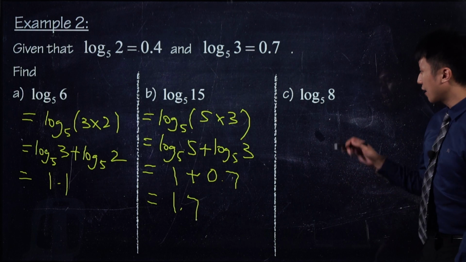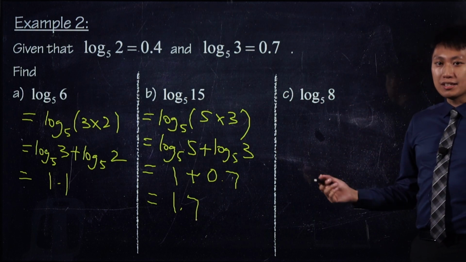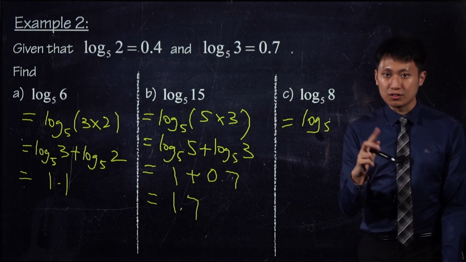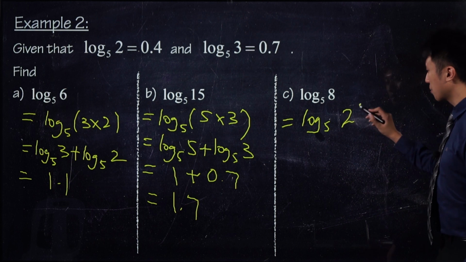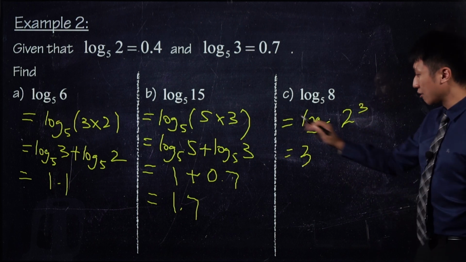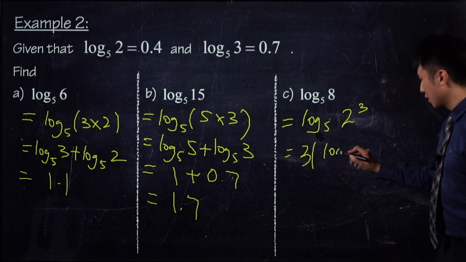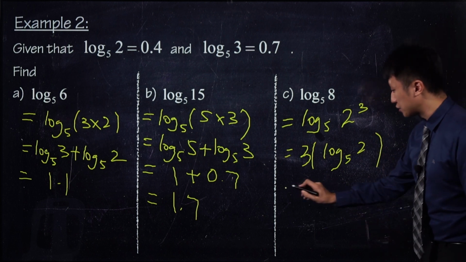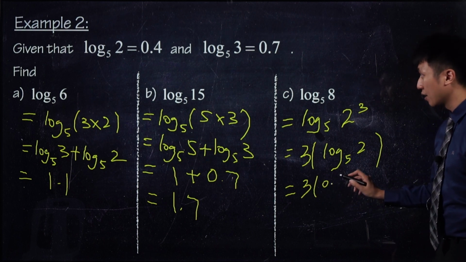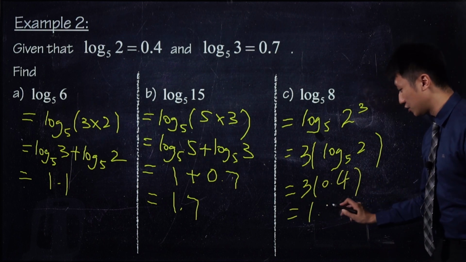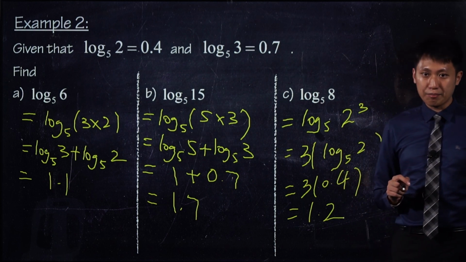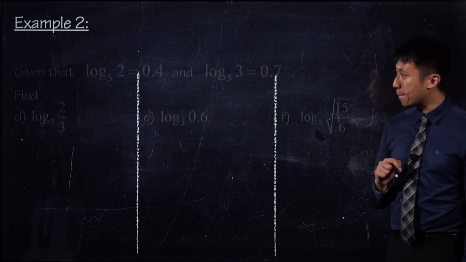This last one, you can do in a lot of ways, but I'm going to do it in the simplest way. Log base 5 of 8, you know is what? 2 to the power 3. So you bring the power 3 outside, becoming multiplication. So it's 3 times log base 5 of 2, which is 3 times 0.4, which is 1.2. Don't need a calculator, it's too simple for you. Any question? No, let's move on.